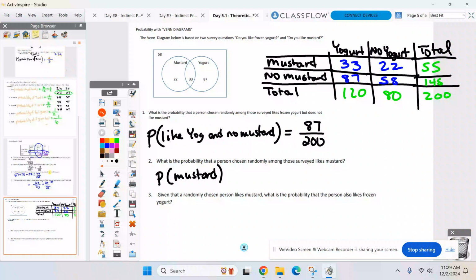22 and no yogurt, but there's also another group. Right, just 55. Everyone see that? I'm using the total here. Doesn't matter about yogurt. I just want to know how many like mustard, and 55 of them do out of 200. Does that reduce? 11 over 40.